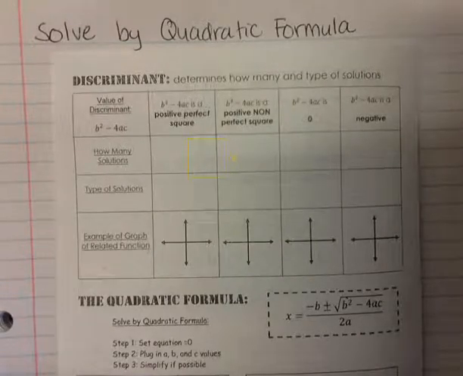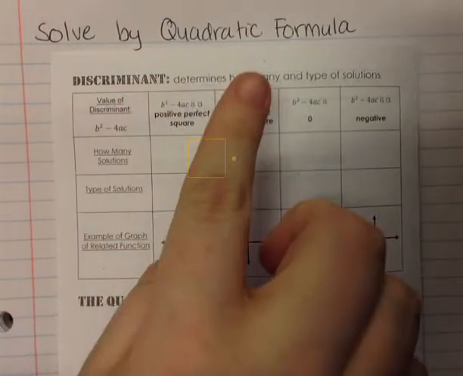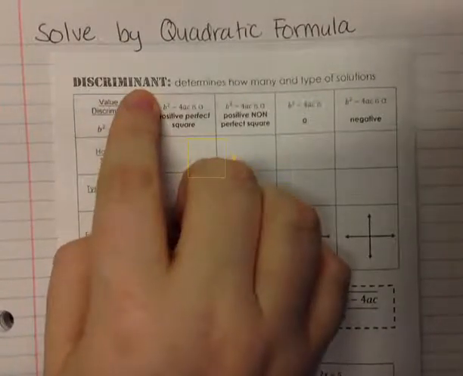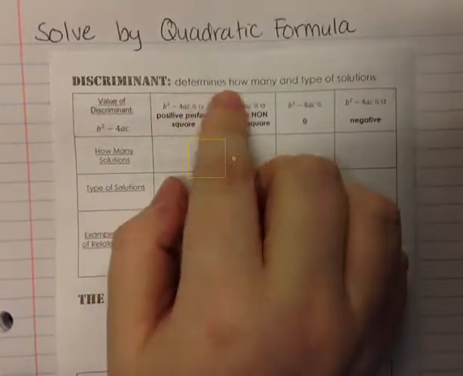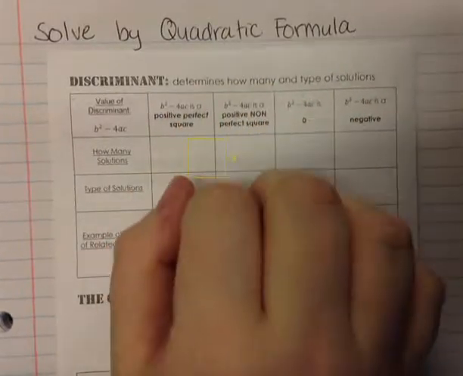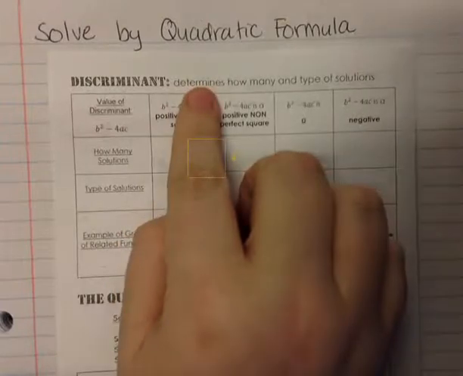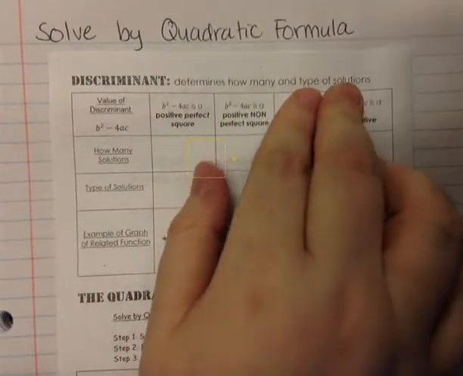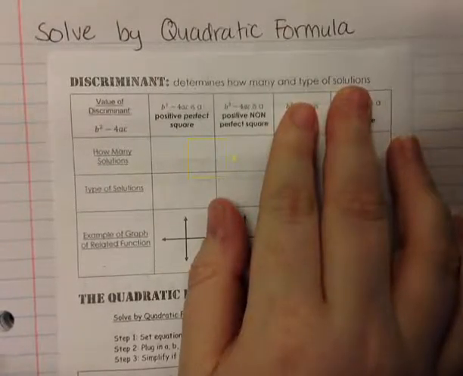This video is on solving quadratics by using the quadratic formula. We're actually going to talk about the discriminant on this video. The discriminant determines how many and the type of solutions you're going to have before you even solve it. You can determine how many solutions you're going to have and the type of solution, so you know how the graph will look if you don't graph it.